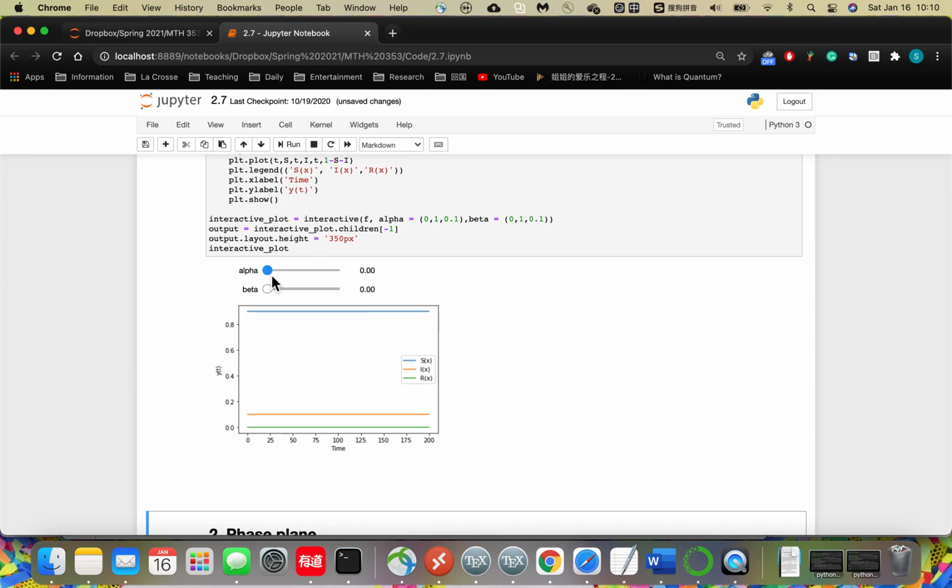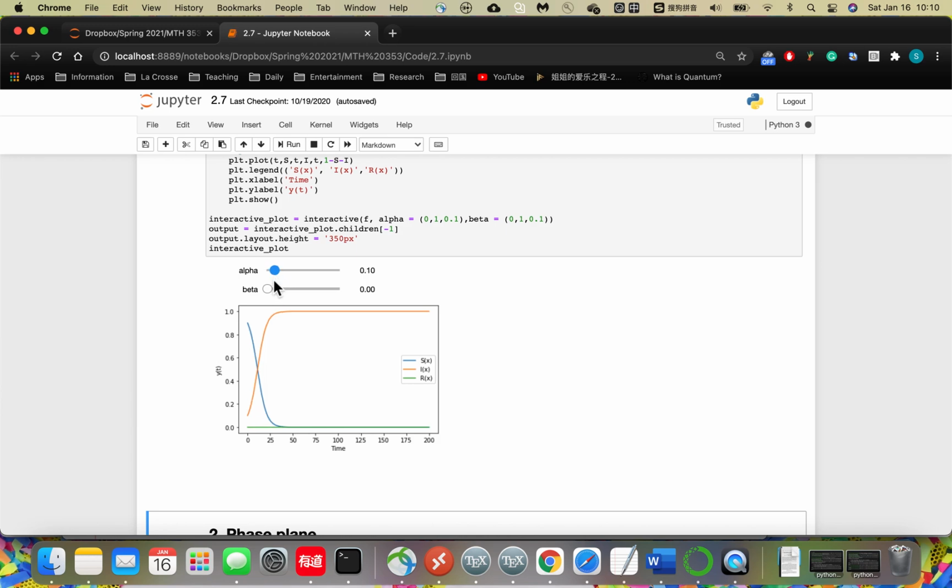Now what we're going to do is increase alpha. From here you can see, okay, very quickly all susceptible people drop to 0%. That means everybody becomes infected. So from here you can see, number one, it is exponential growth with the alpha. Everybody gets infected really quickly, even quicker if you increase alpha. That is based on the fact that nobody recovers from the pandemic.